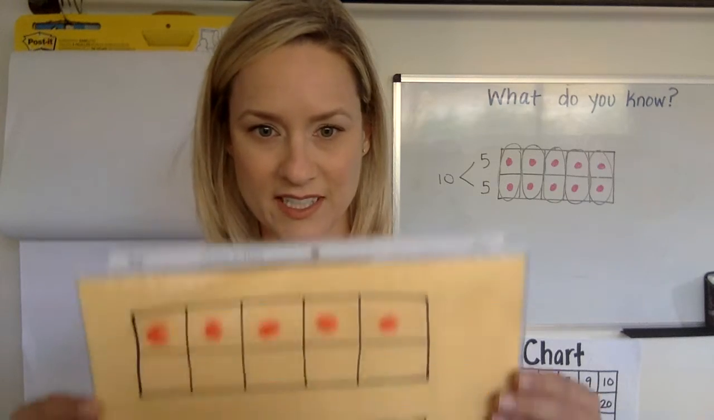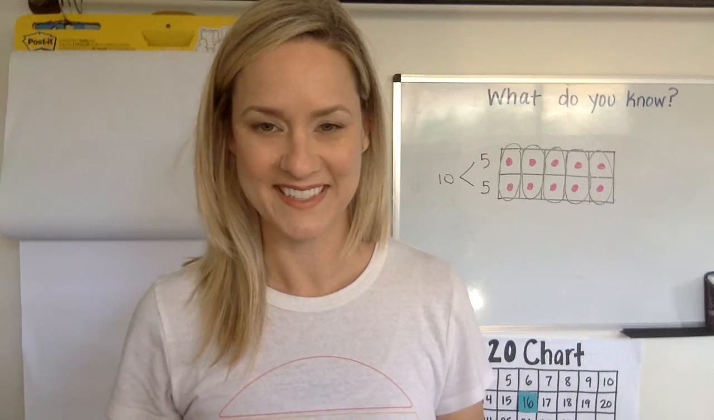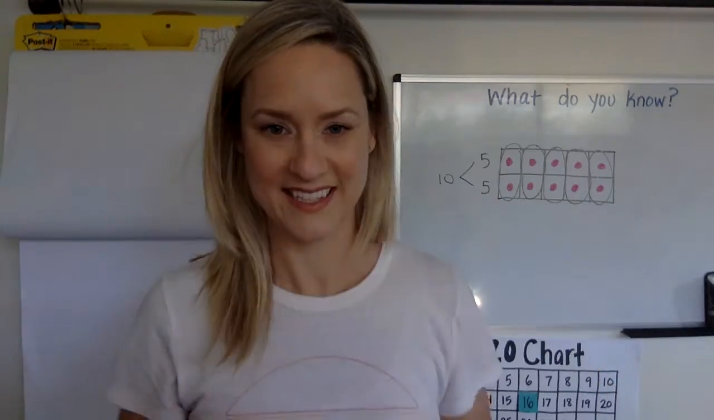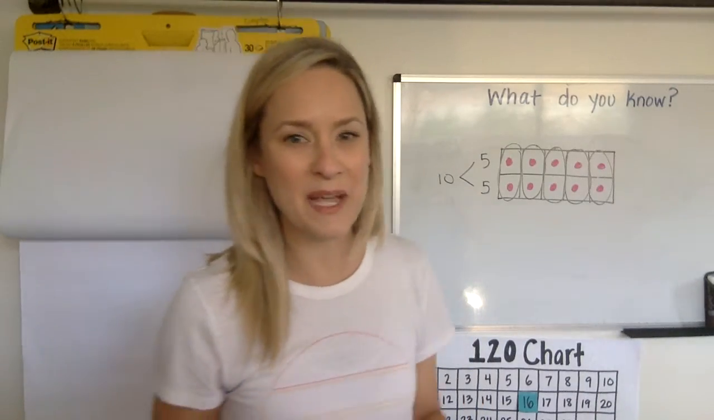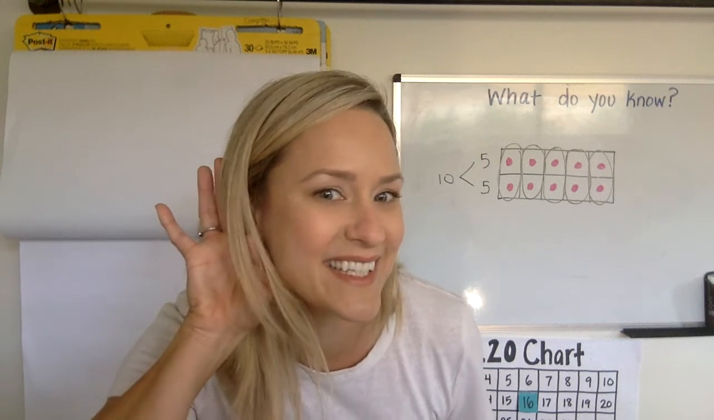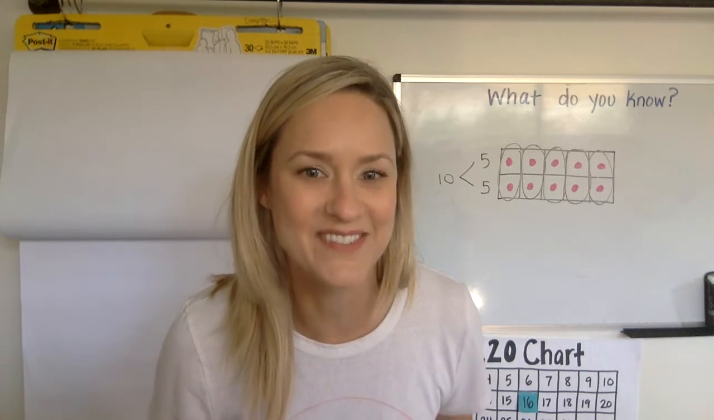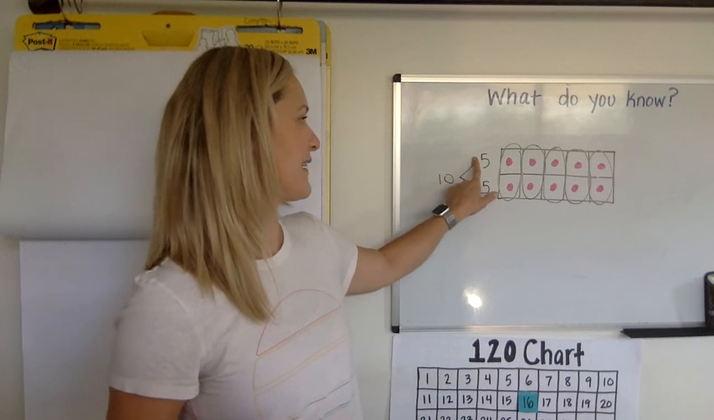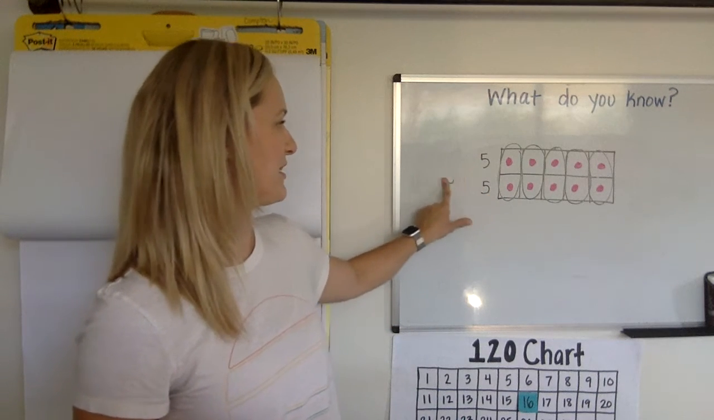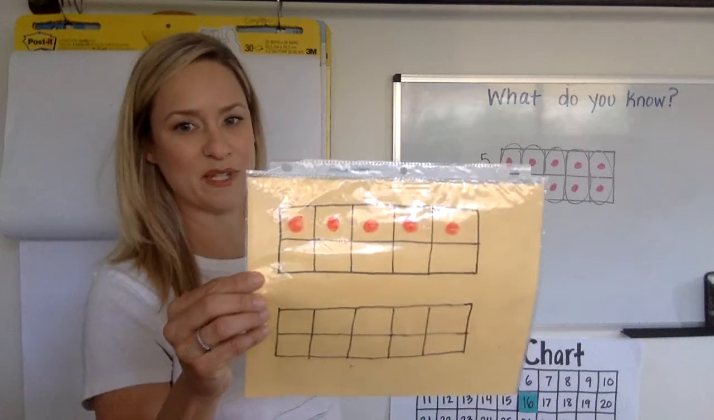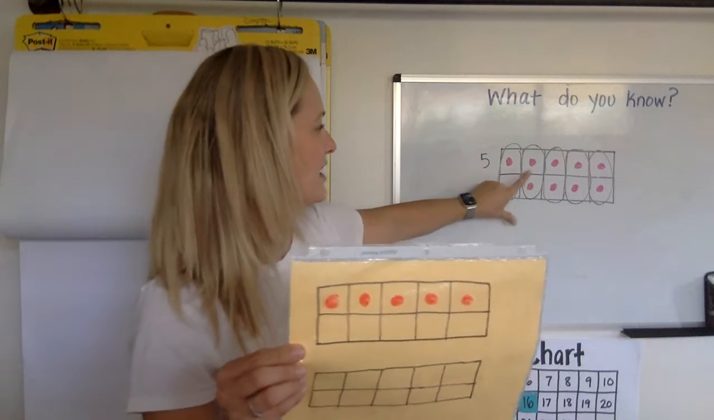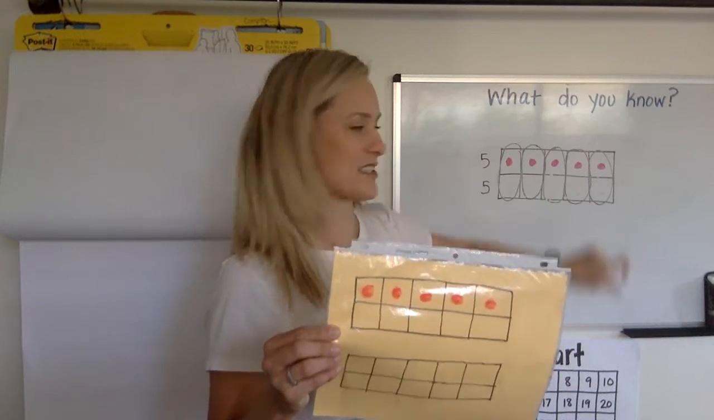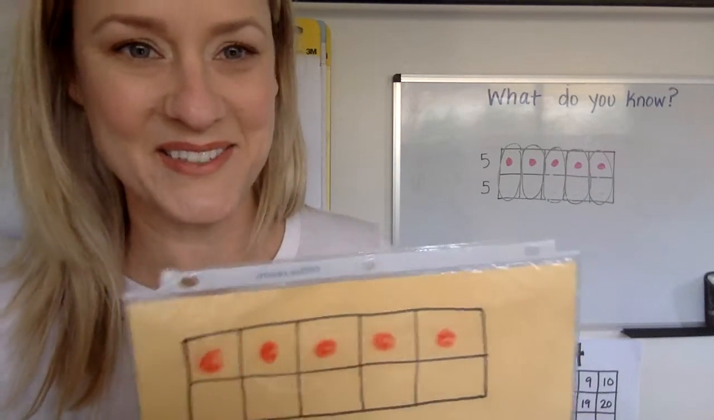Ready? Okay, I'm going to show you one more time. Okay, on the count of 3, tell me how many dots you saw. 1, 2, 3, tell me. Did you say 5? I bet you said 5, and I bet you knew it was 5 because half of the 10 frame was filled in. So we only had one row of dots, and you probably saw that was 5, and you were right.